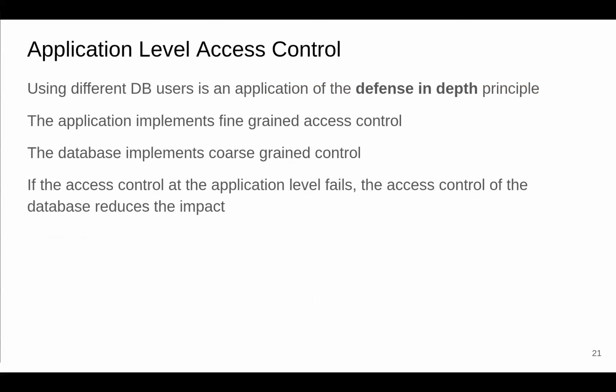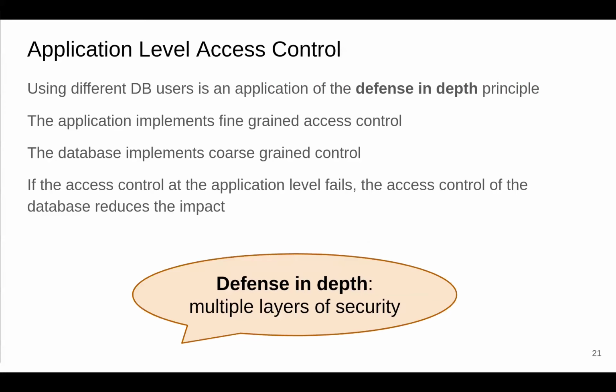Application level access control, right? So using different database users is an application of the defense in depth principle. The application implements fine-grained access control. The database implements coarse-grained access control. Now, if access control at the application level fails, the control at the level of the database still reduces the impact of an attack to some extent. And this is again a principle of multiple layers of security and following a defense in-depth strategy.